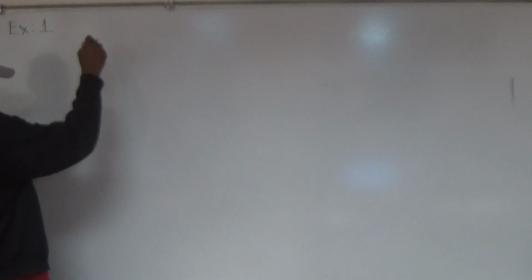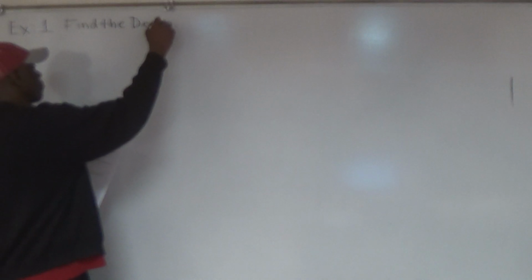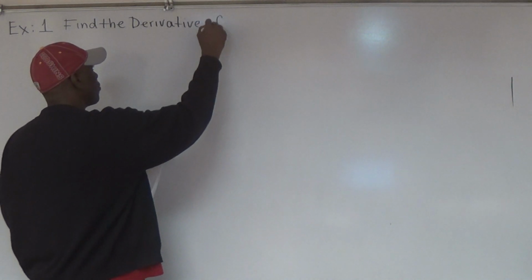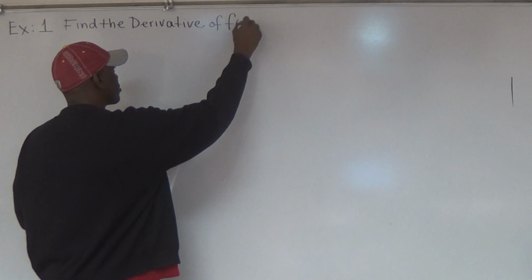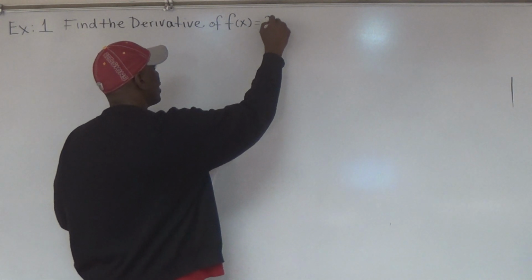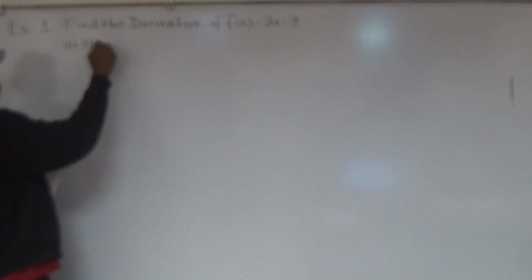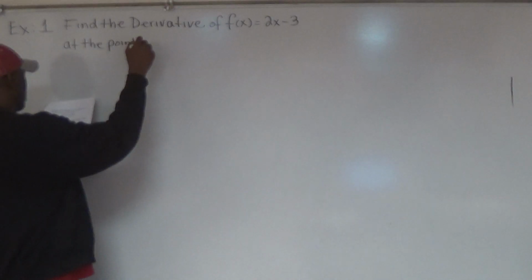Example 1. Find the derivative of f of x equals 2x minus 3 at the point (2, 1).